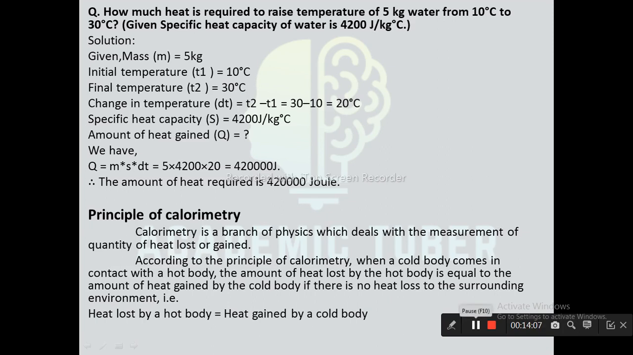The resultant temperature obtained by mixing a hot substance with a cold substance is called equilibrium temperature, and equilibrium temperature is also called the final temperature.